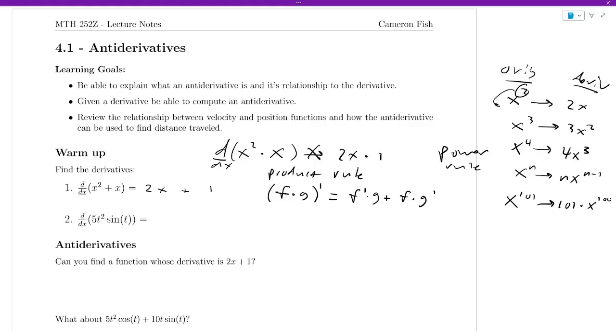f's derivative times the original function g, plus the original function f times the derivative of g. So you do the derivative of the first one and keep the second one, then add the first one kept, and do the derivative of the second one. So let's see how that works over here.